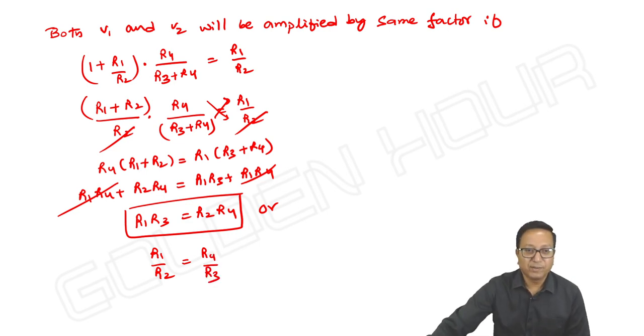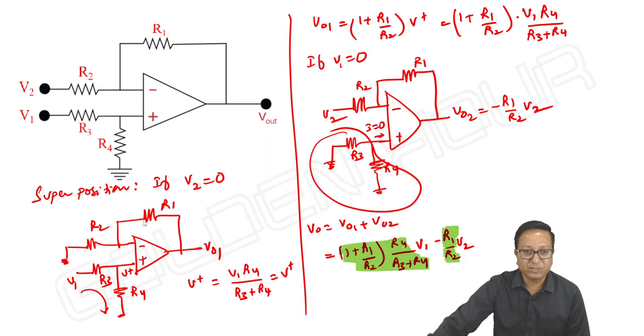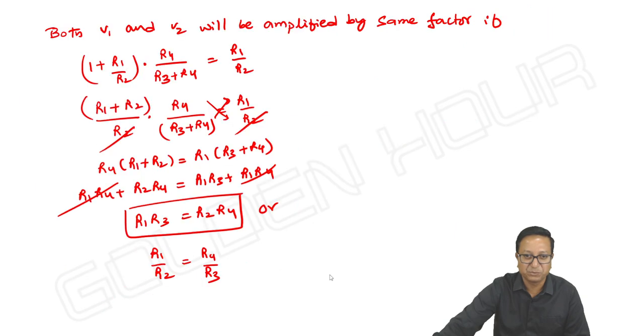Okay, how do we remember this? See, just see from right to left. R1 by R2 is equal to, with respect to the inverting terminal, you are taking R1 by R2. And with respect to the non-inverting terminal, what you can write? R4 by R3. So R1 by R2 is equal to R4 by R3. Then the amplification factor of V1 is equal to the amplification factor of V2.